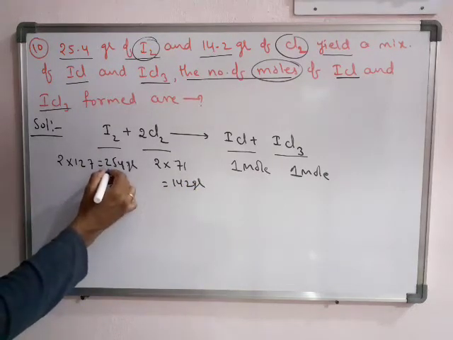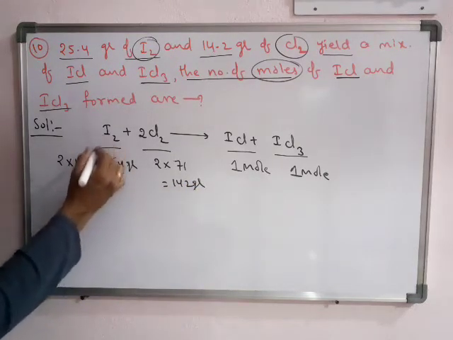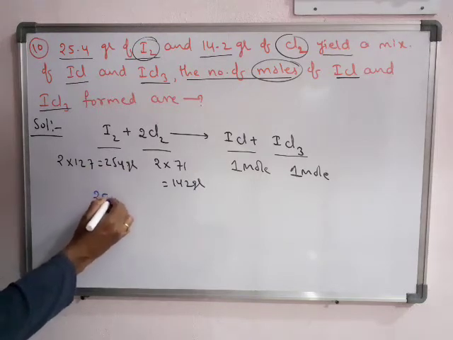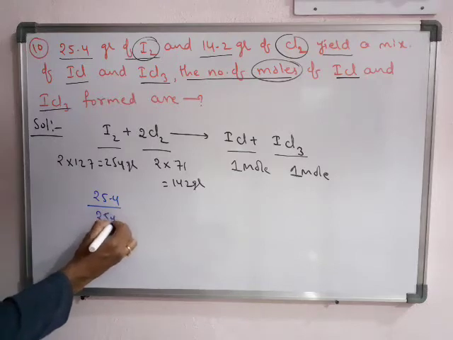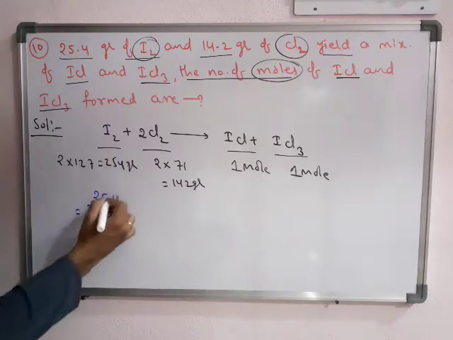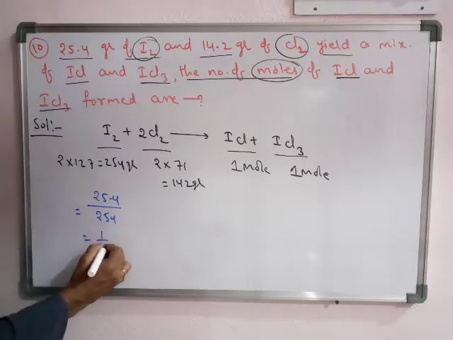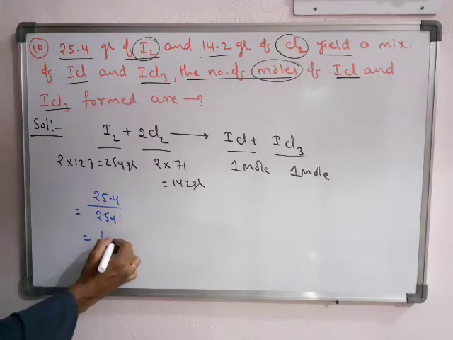So here 254. How much is given? 25.4. Weight by molecular weight, 254. So this is by 10. This is 1 by 10 moles.